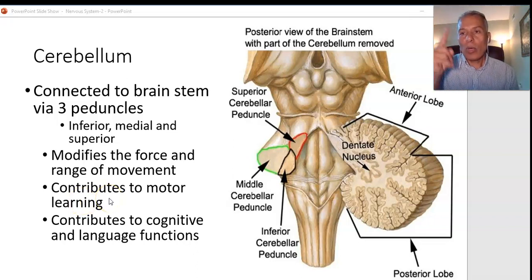Anything that requires sequential movements, as you do that, the cerebellum is going to enable you to learn how to master that precision. It contributes to cognitive functions and to language functions. And people who have damage in the cerebellum, in certain cases, could have difficulty with pragmatics, with social communication. They might have difficulty regulating the tone of their voice, for example.